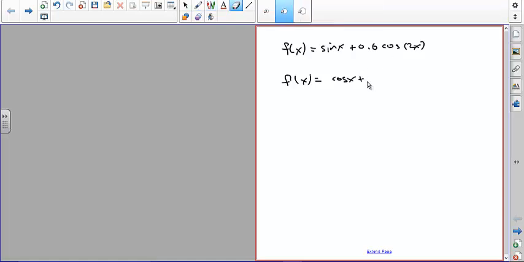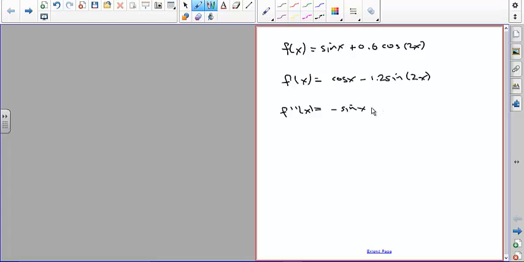So the function was sine x plus 0.6 cosine 2x. So the first derivative was cosine x minus 1.2 sine of 2x. And the second derivative is going to be negative sine x minus 2.4 cosine 2x. Is that right?